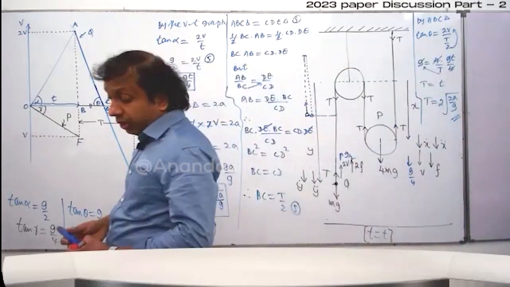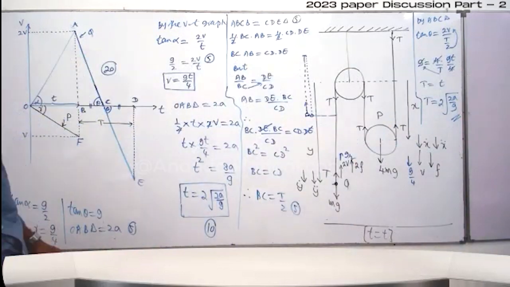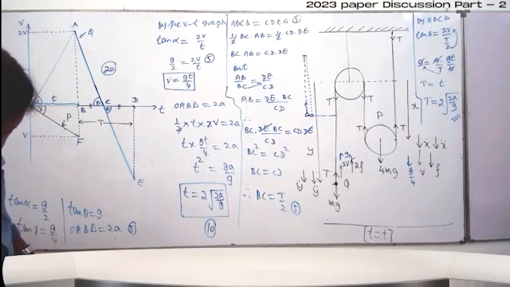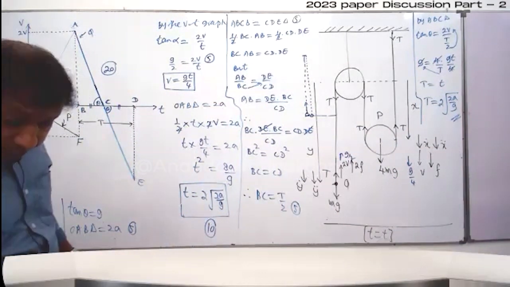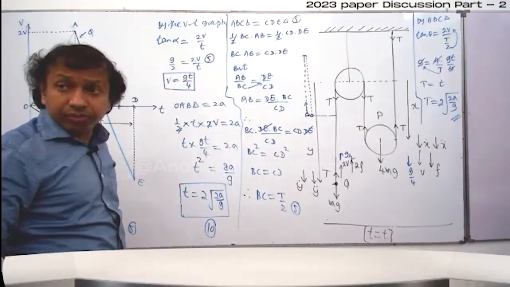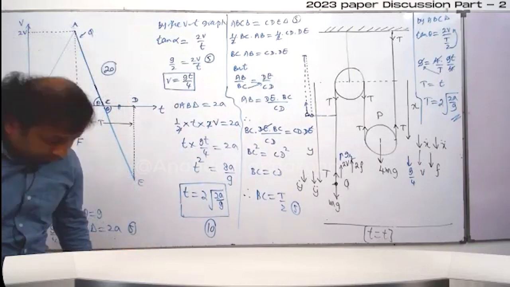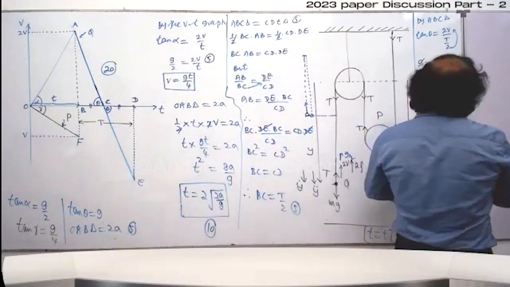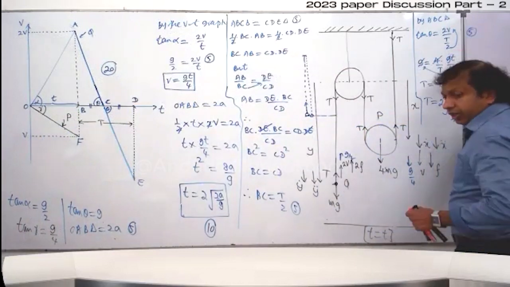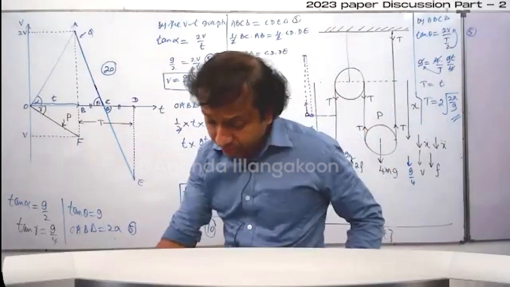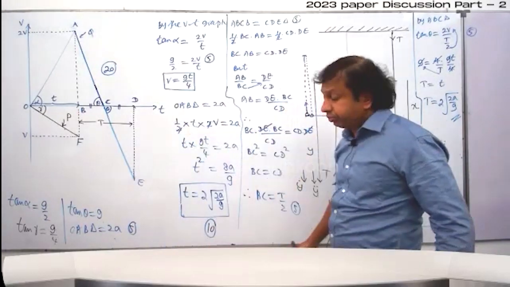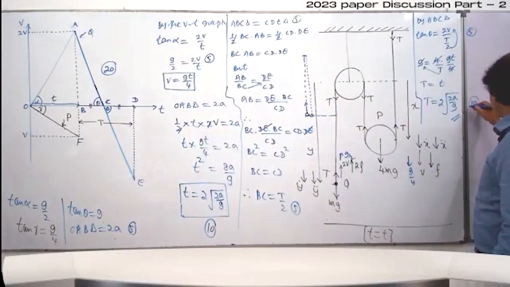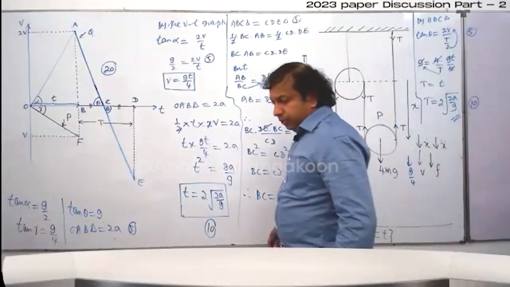What's asking next? For that calculation, people, you get the marks like this. Write tan theta, here 5 marks given. And getting this answer, given another 10 marks. 10 marks for this.